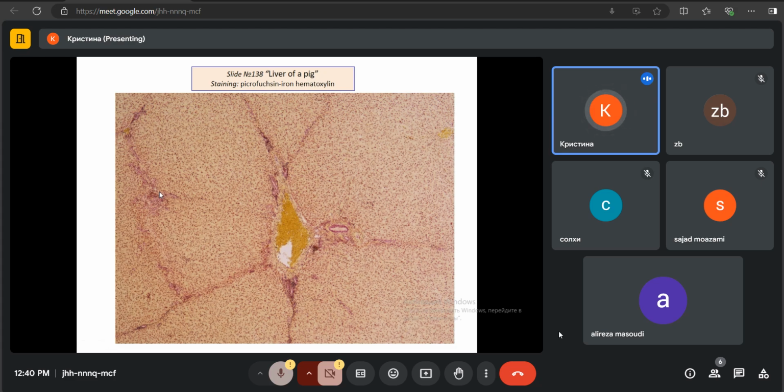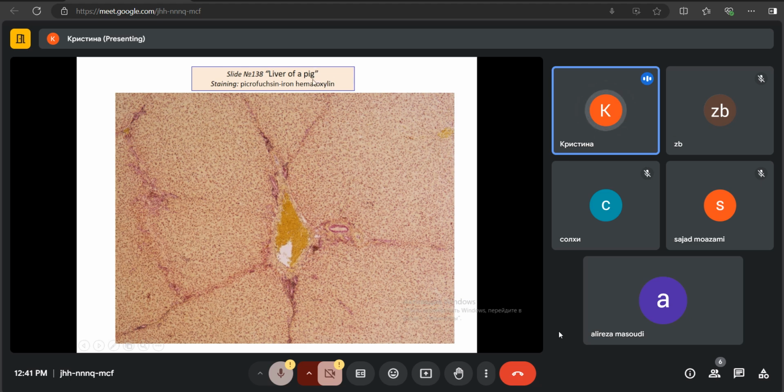Some more pictures of our histological preparations. This is the liver of a pig stained with picrofuchsin iron hematoxylin. So here we have a yellowish brownish background with the violet cell nuclei, and connective tissue is more intensely stained for us to be ready to see the borders between the lobules.